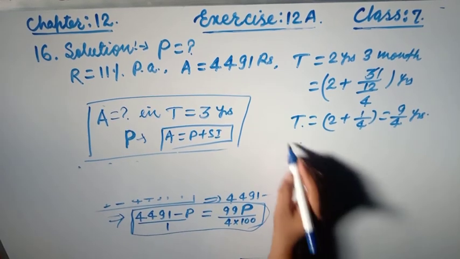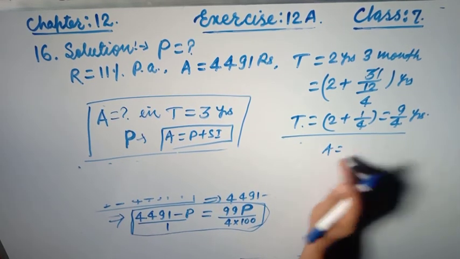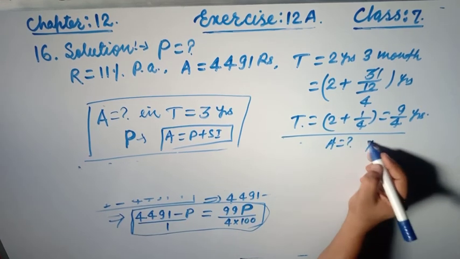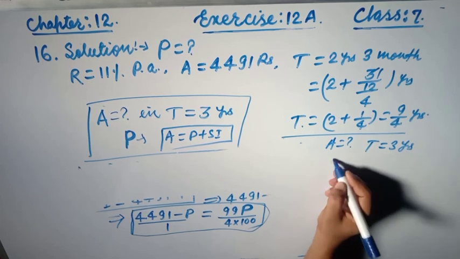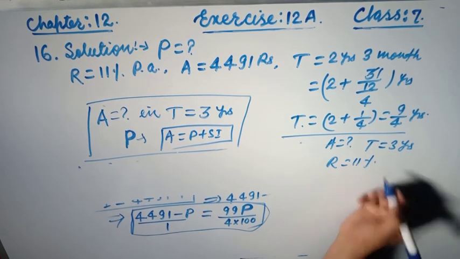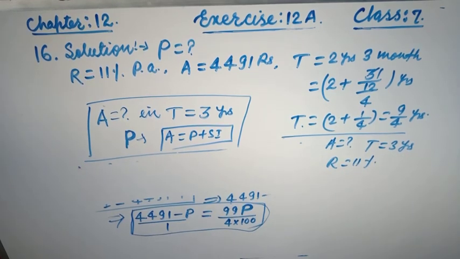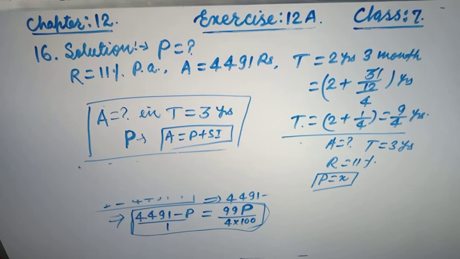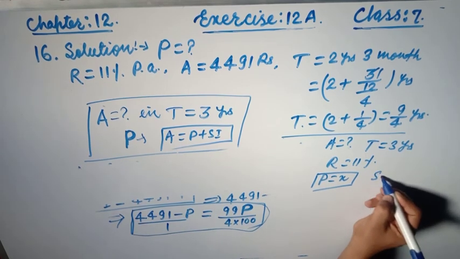Now afterwards, friends, the second condition is that we need the value of amount A. The question says time is given as 3 years, and the rate is as it is, 11%. Now if you find P here, suppose P is equal to X, friends, then from here we can easily find out the SI.